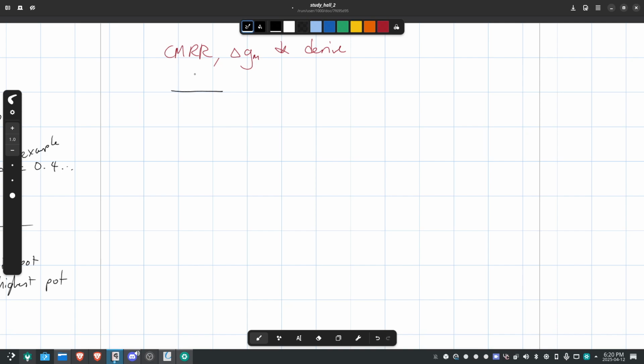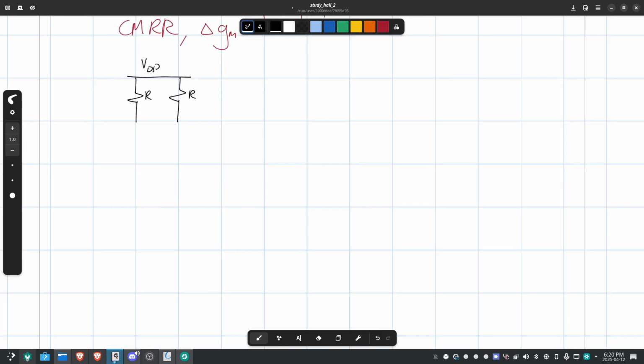Okay. So we have up here VDD, two resistances. This is going to be R and R, the same resistance. We are going to have two MOSFETs on both sides. And because we're working in common mode, these are both going to be driven by VI. Right? There's not going to be a difference between them. This is going to be RD. And we're going to call this one here RS.